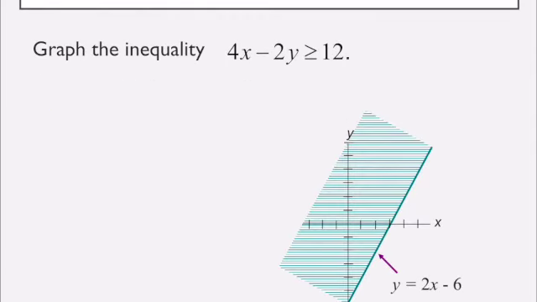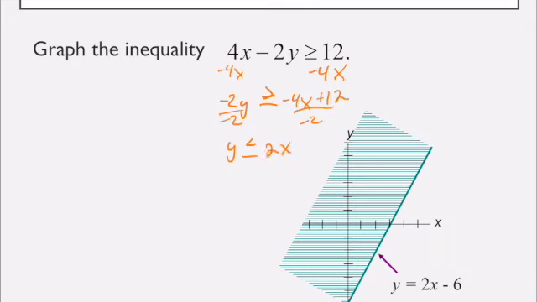So here I have the inequality 4x minus 2y is greater than or equal to 12. So what I need to go ahead and do is solve for y, which we are experts at by now, if I may say so myself. Negative 2y is greater than negative 4x plus 12. And I need to divide by negative 2. That means I got to flip my sign. So I have y is less than 2x minus 6.